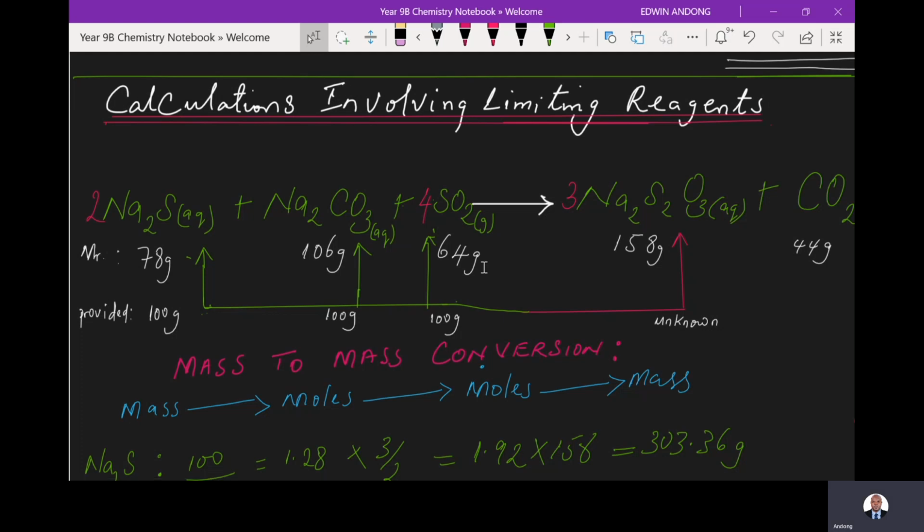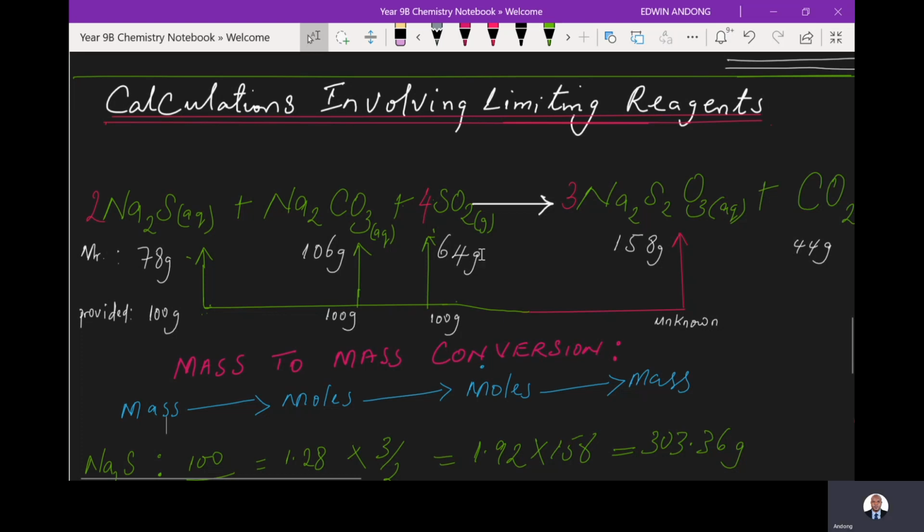We can now calculate the amount of sodium thiosulfate from the limiting reagent. It has only 64 grams. We consider it the limiting reagent because it's the lowest among all the other reactants.